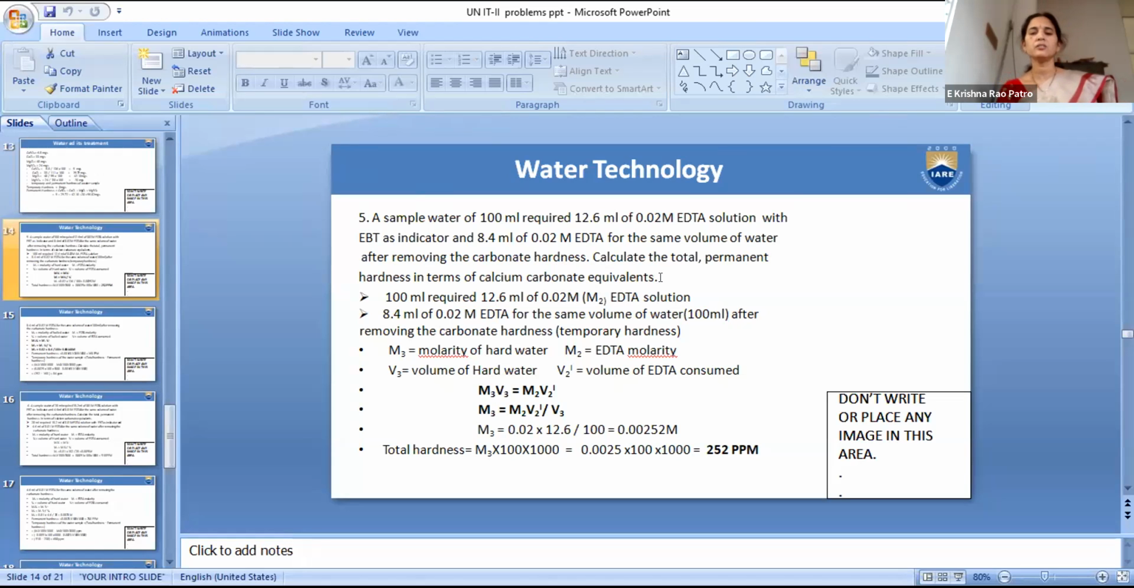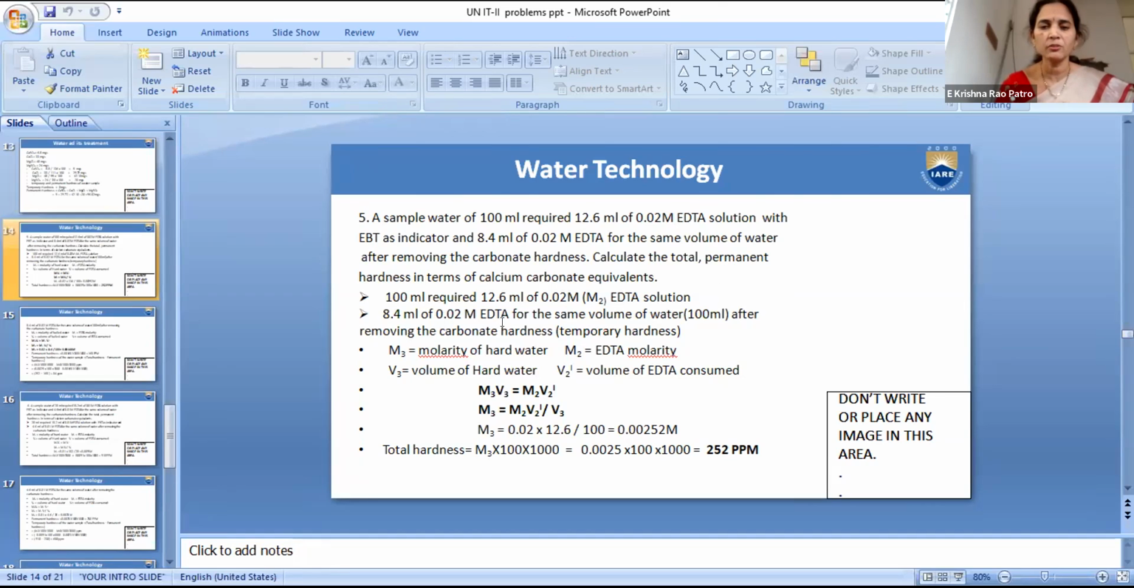Now calculate the total hardness and permanent hardness in terms of calcium carbonate equivalents. So we have to find out total hardness and permanent hardness. They have given us how many ml of EDTA is consumed per 100 ml of sample water.